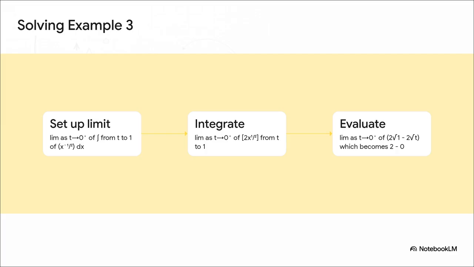Then we integrate and we evaluate. And what do we get? The limit of the square root of t as t goes to 0 is just 0, leaving us with a final answer of 2. It's amazing. This infinitely tall region, all squeezed in between 0 and 1, has a perfectly finite area.